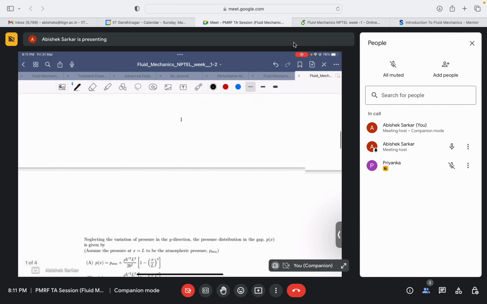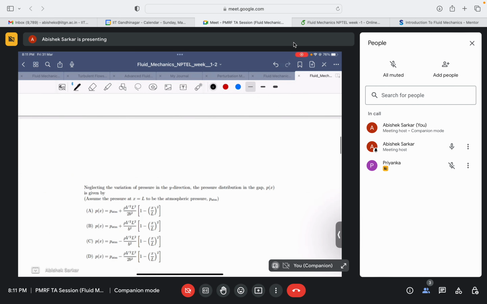Okay. So again, the third part of the same question. I can just take the question and you can just repeat it. Like you can just look at the diagram again. Neglecting the variation of pressure in the y direction, the pressure distribution in the gap P(x) is given by these expressions, and assume pressure at x equal to L to be atmospheric pressure. Okay. So these are the assumptions that they have asked us to take.